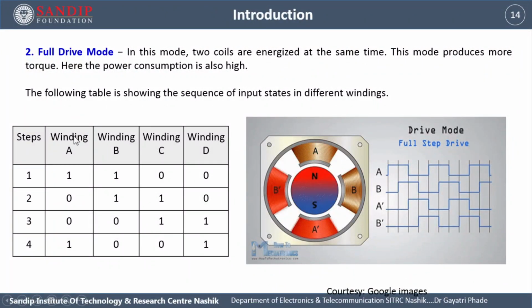Second mode is the full drive mode. In this mode we are energizing two coils at a time. This two, this two, this two, this two, likewise. And in this way the rotor moves, and the stepper motor moves.